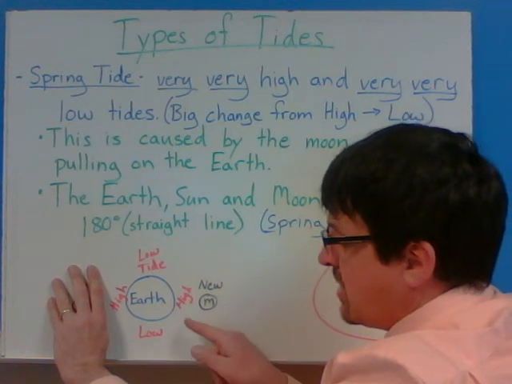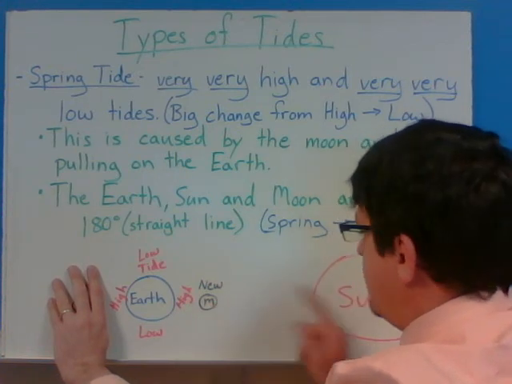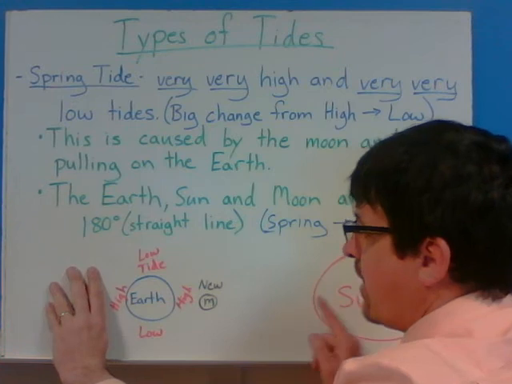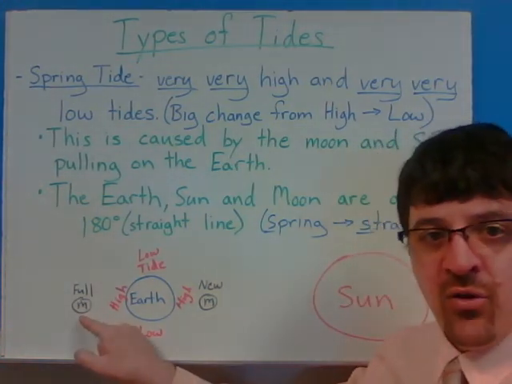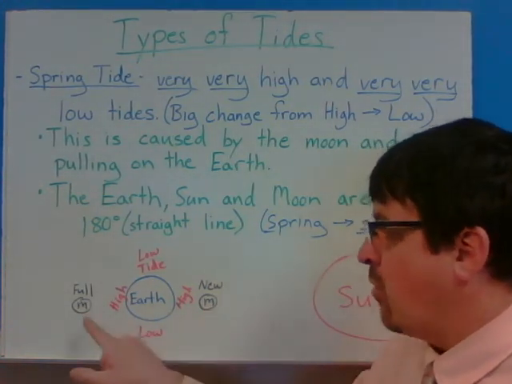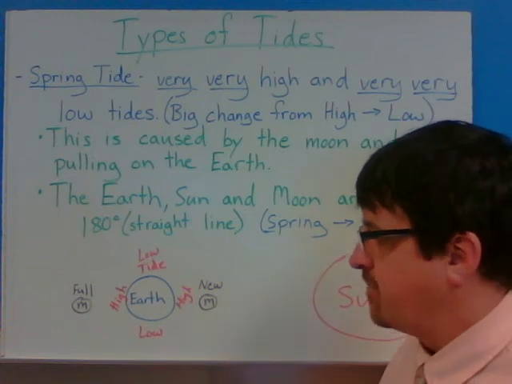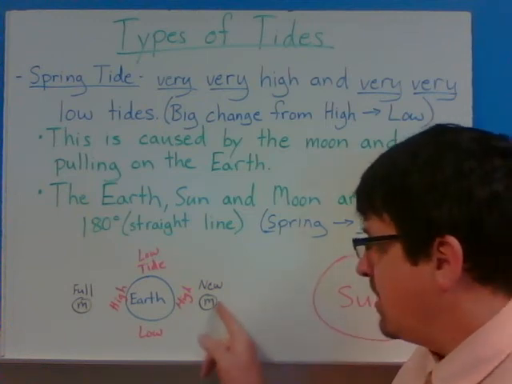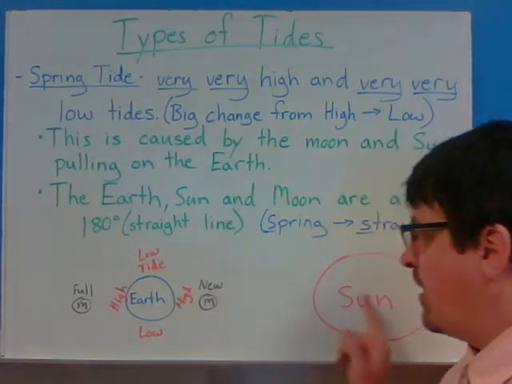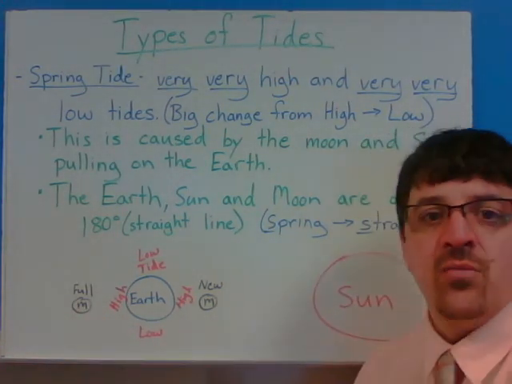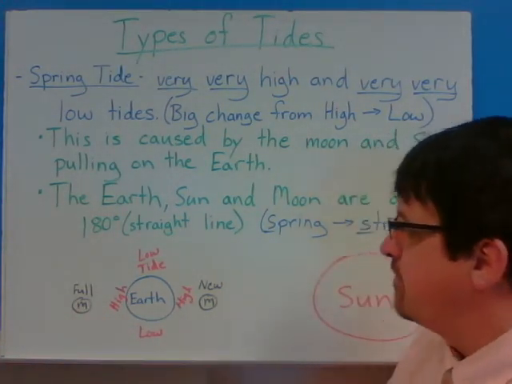But the big thing that you need to get is a spring tide. The Earth, the sun, and the moon are in a straight line. Could also happen when it's at a full moon. So it's only going to be a new moon or a full moon with a spring tide, okay, because the sun, the Earth, and the moon are in a straight line, 180 degrees with each other, okay?